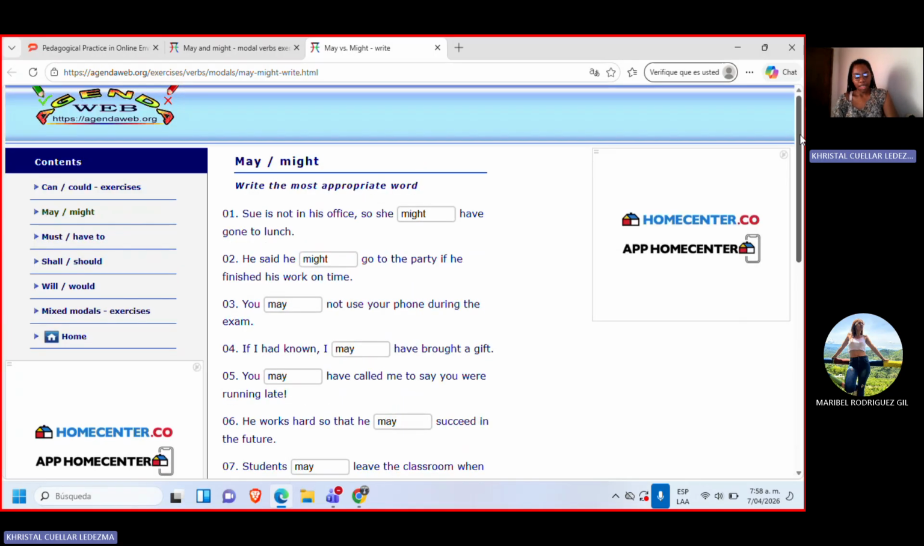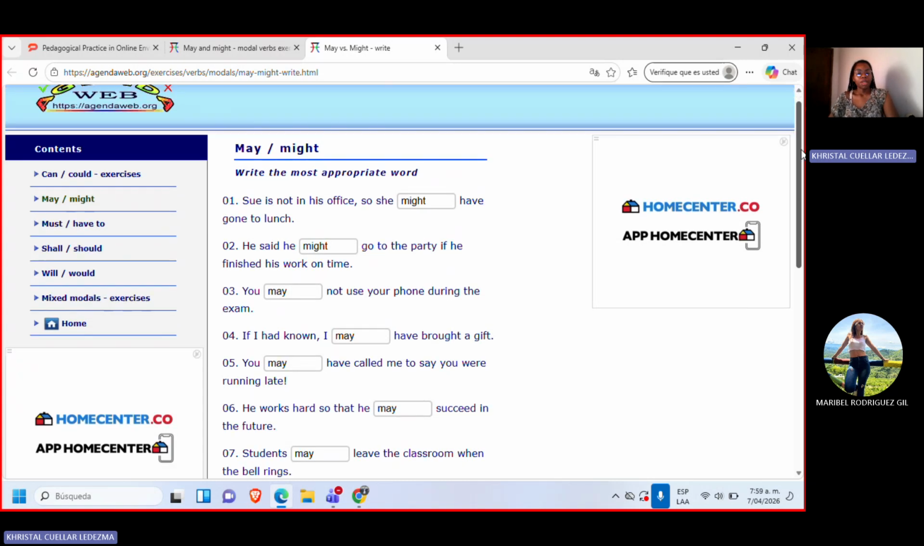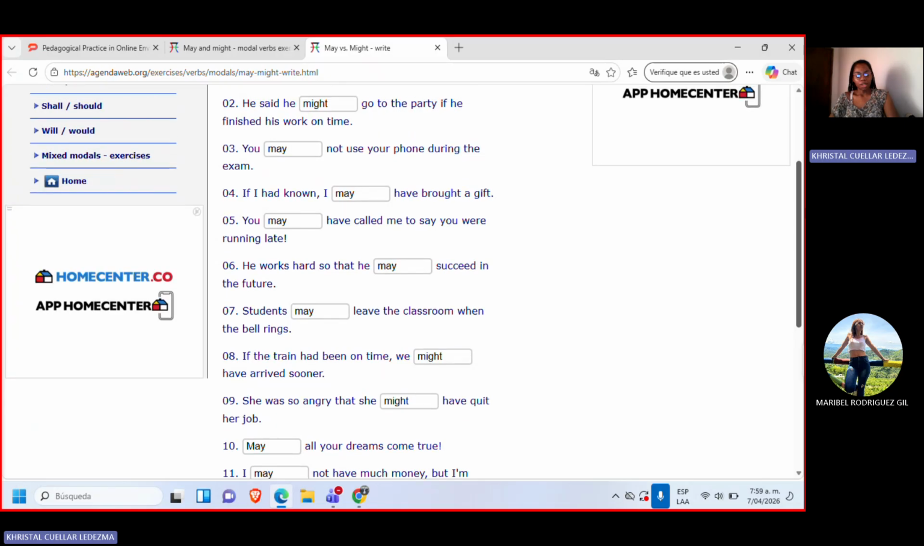I will read the sentences and then I will ask the students to tell me if there is something that they would fix. Sue is not in his office, so she might have gone to lunch. They will have to tell me, yeah, I think it's might, or no, it's may. He said he might go to the party if he finished his work on time. You may not use your phone during the exam.